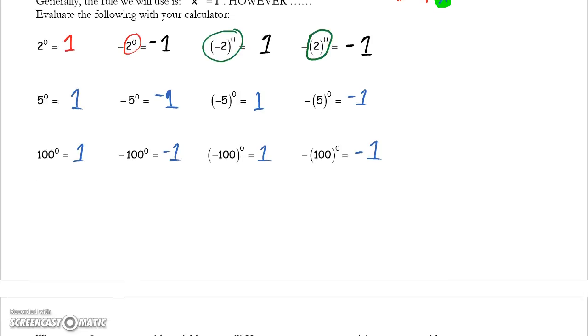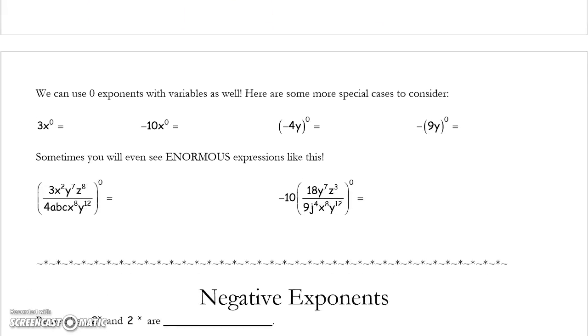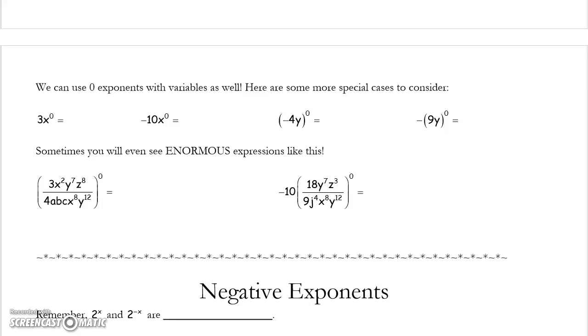Okay. On our next page, it talks about how we can use 0 exponents with variables as well. Here are some of the things that you'll see in the cases that you'll need to consider. Just like with our problems before, this exponent of 0 is applying only to the x. I cannot apply it to the 3, so it's kind of like an order of operations problem. That simplifies to 1, but the 3 comes down, and that's multiplication. 3x is 3 times x. So my answer here is 3.